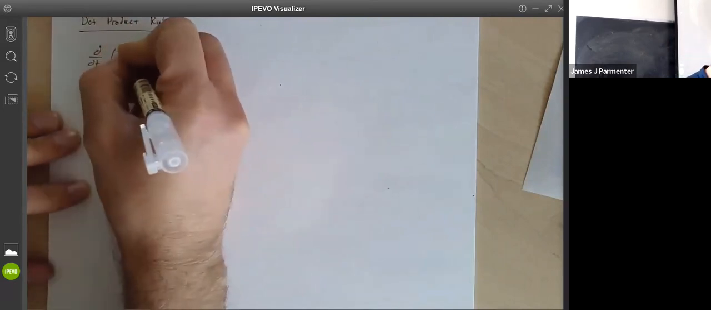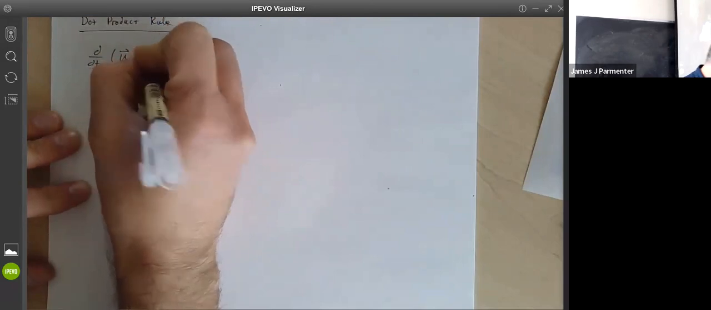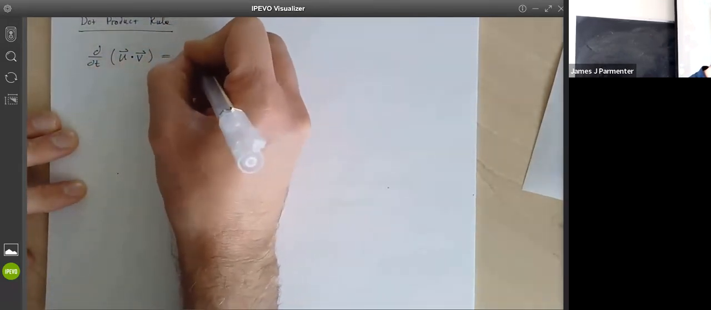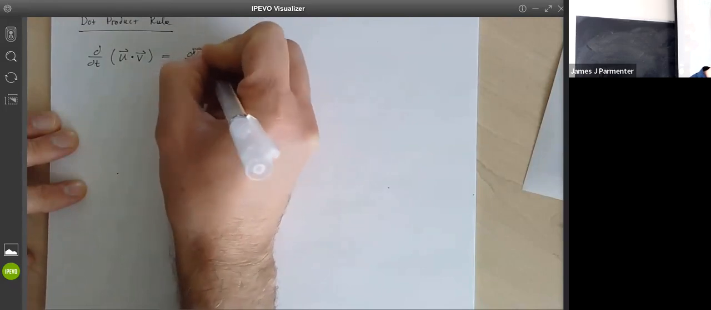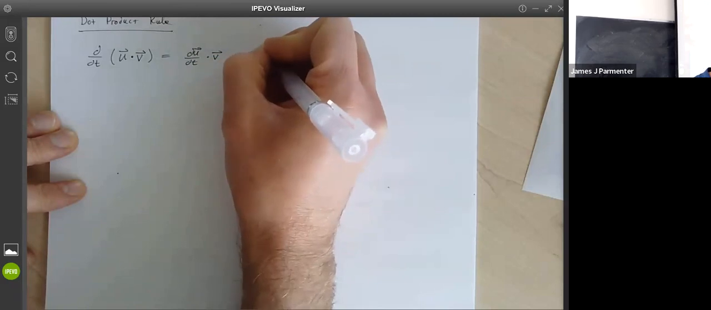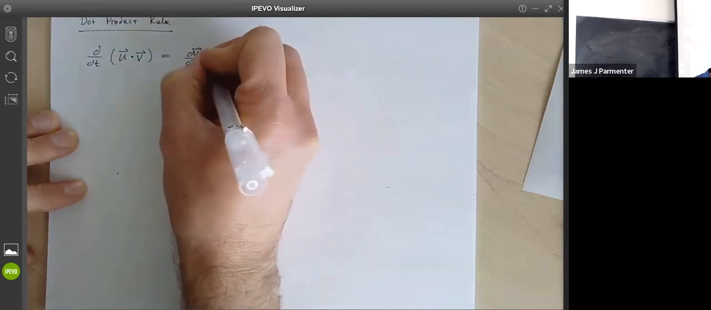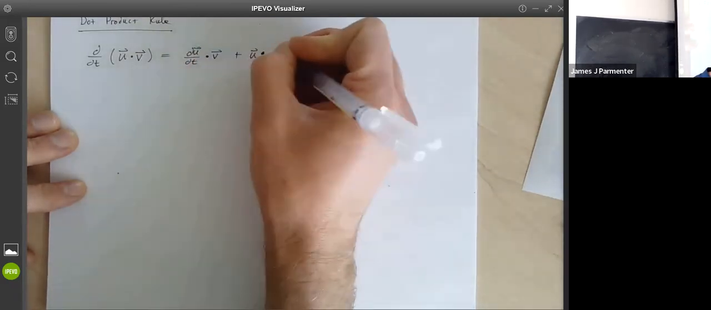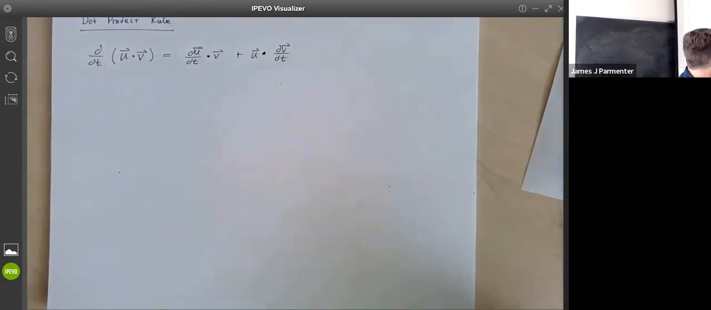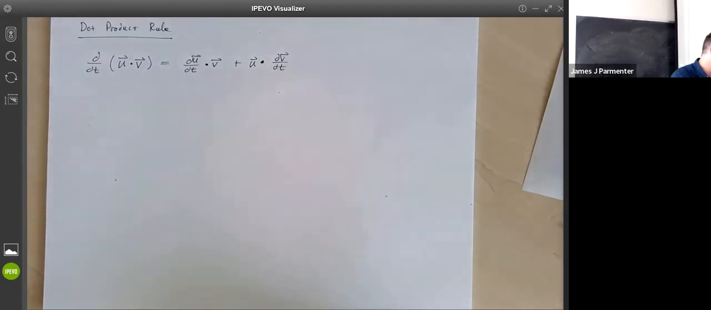If you take the derivative of the dot product of two vectors, it's equal to the derivative of the first vector dotted with the second vector, plus the first vector dotted with the derivative of the second vector. So that's thing one. That doesn't seem too unreasonable, seems perfectly fine.